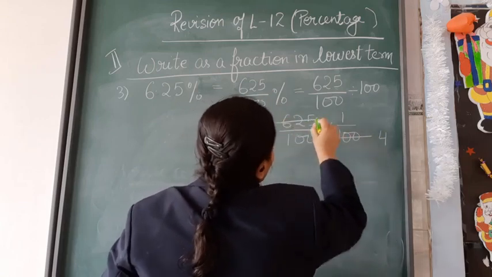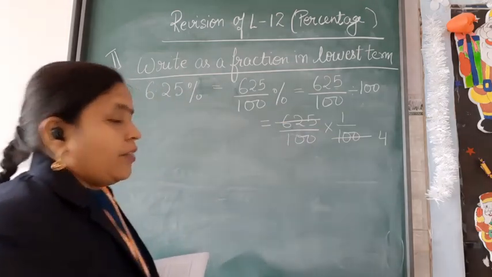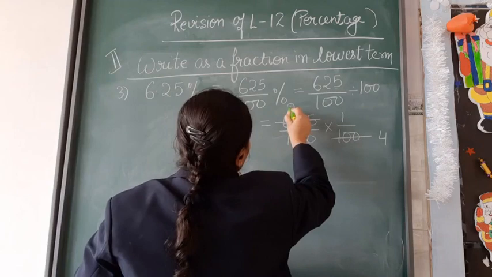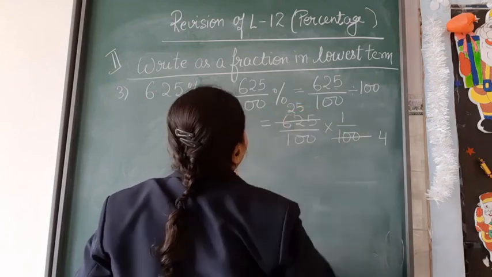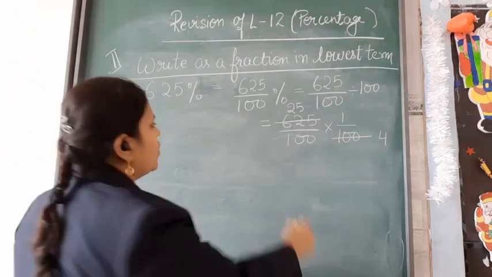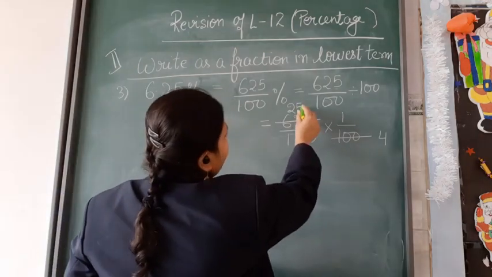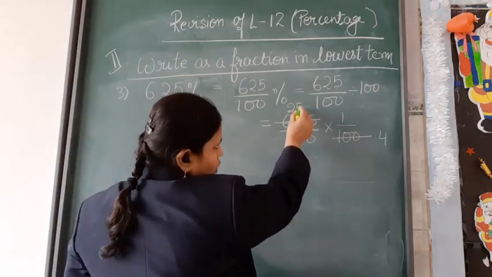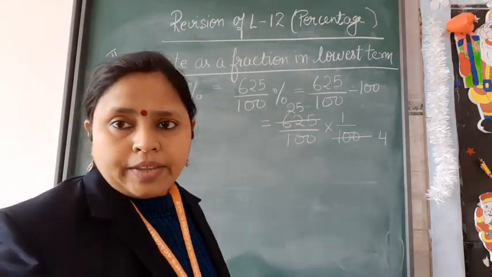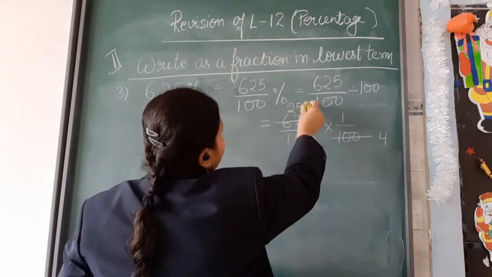And when I divide 625 by 25, what do I get? I get 25 as my answer. So now what is there? Now again you can divide 25 in the numerator and 100 in the denominator by common number 25. Okay, so again let us divide by 25.